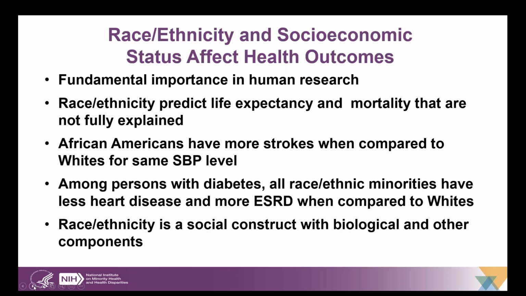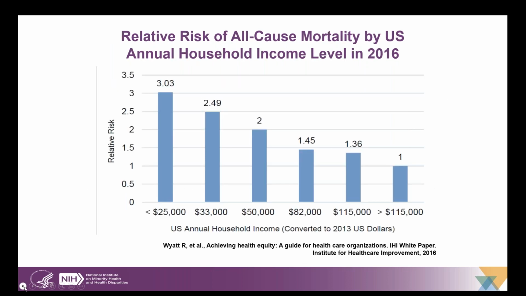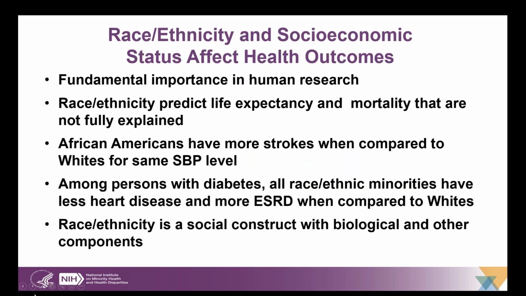I repeat this every time I speak now: the social construct of race and ethnicity, and the demographic fact of socioeconomic status, however you may measure it, affect health outcomes until proven otherwise. And many clinicians do not collect this information adequately, definitely not socioeconomic status. So that's one message I want everyone to get across today. It's of fundamental importance in human research, as much as blood pressure and body weight and genes.